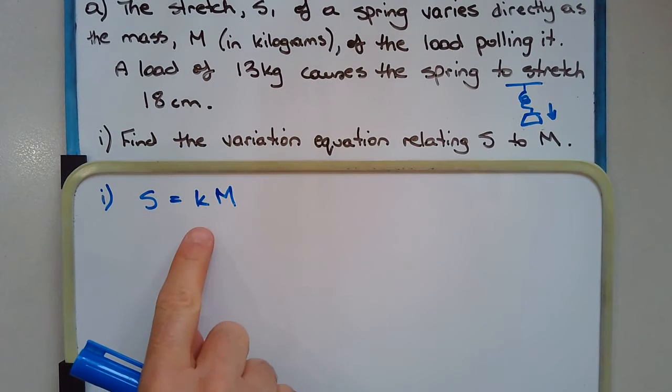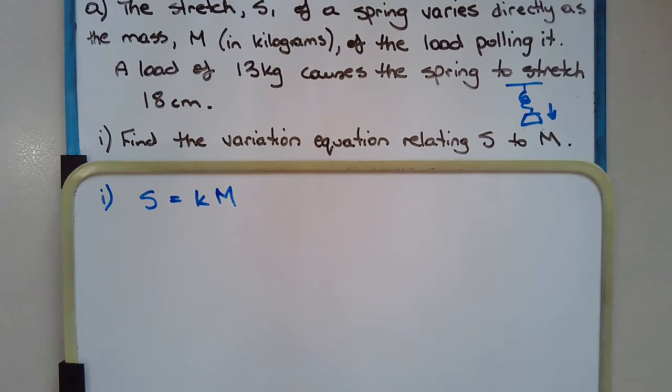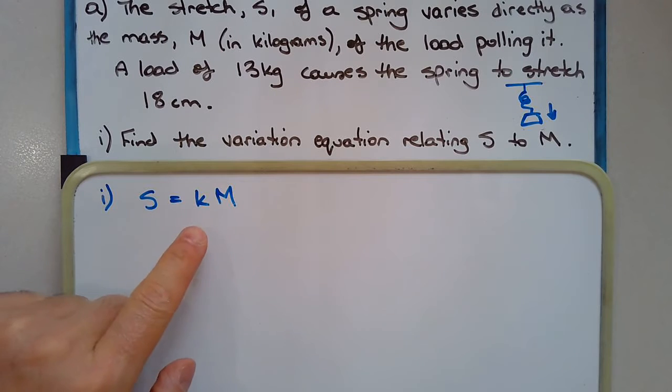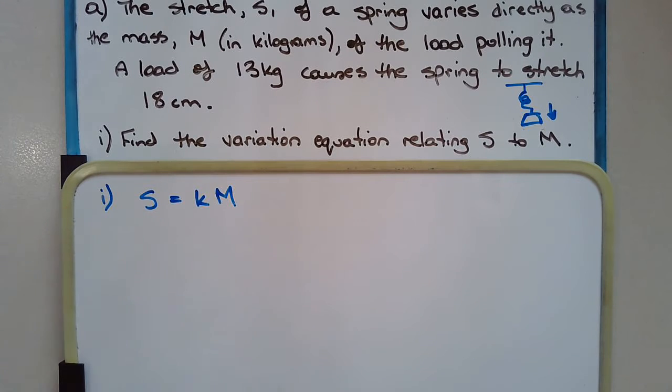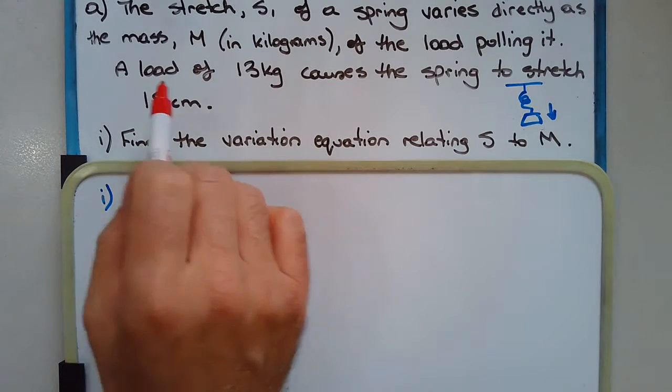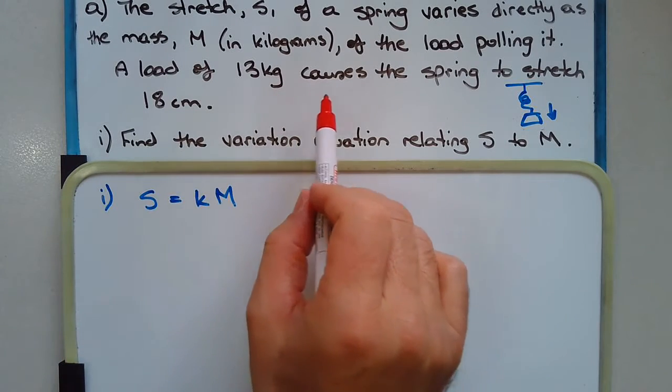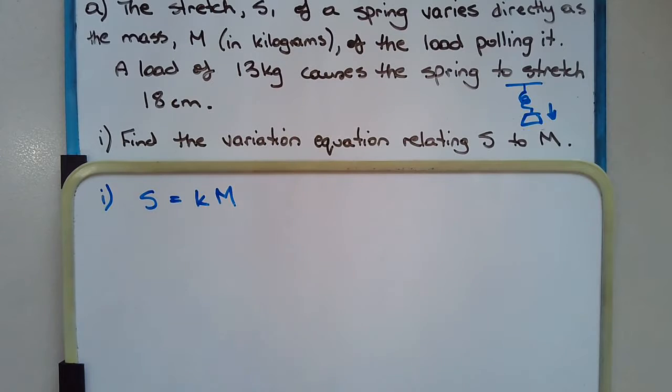K is the constant of variation, or the constant of proportionality, which we need to find. So the first major step, apart from writing the equation, is to determine the value of K from the data in the question. Going back to the question, it says a load of 13 kilograms causes the spring to stretch 18 centimeters. So we'll substitute these two values into our variation equation and then solve for K.